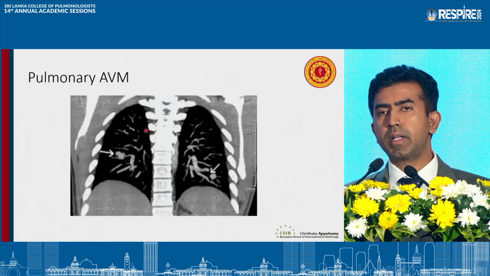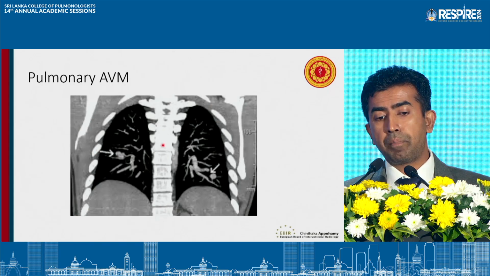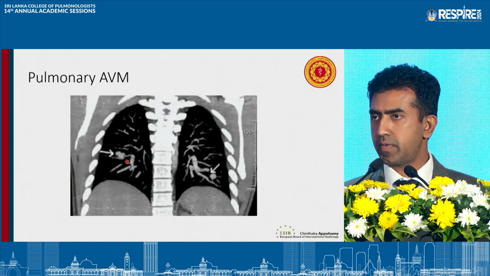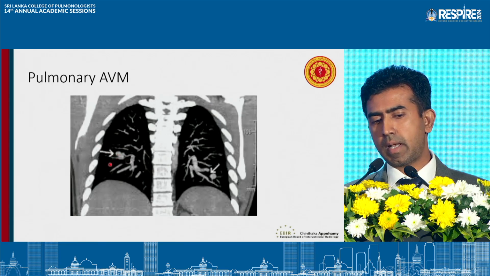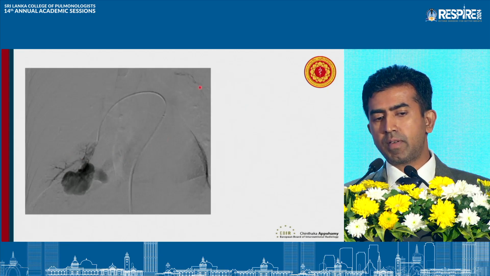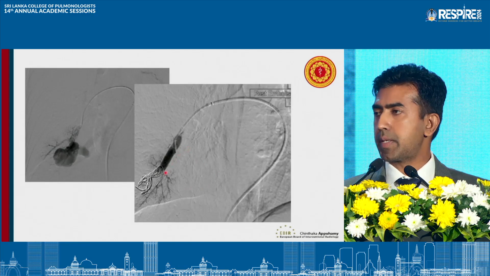Pulmonary AVM, congenital and acquired. Pre-embolization imaging is vital to determine the number of lesions, the size of the lesions, and the location of the lesions. This is one such example of bilateral AVMs, and this was superselectively cannulated, and embolization was carried out with multiple coils.